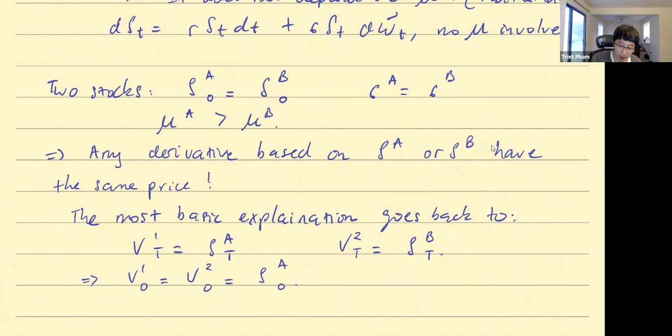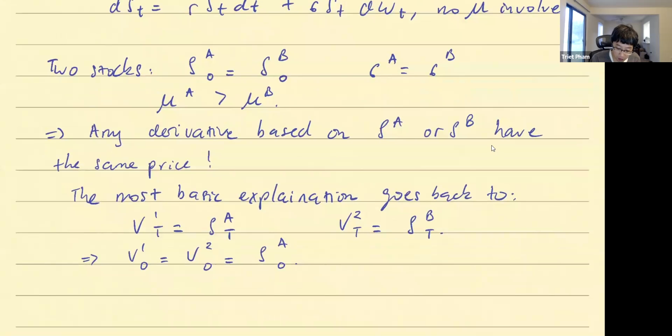Another way out of this kind of counterintuition is this: the paradox or the counterintuition, the source of the counterintuition is not from the pricing itself.